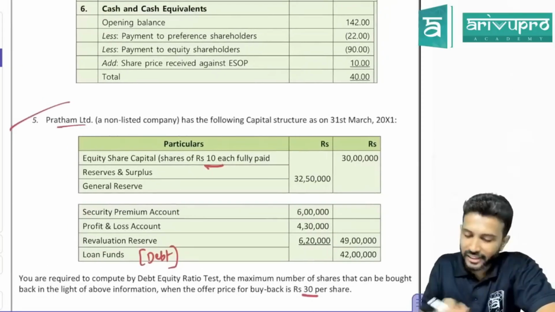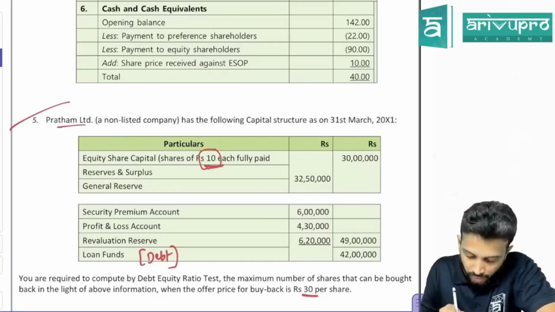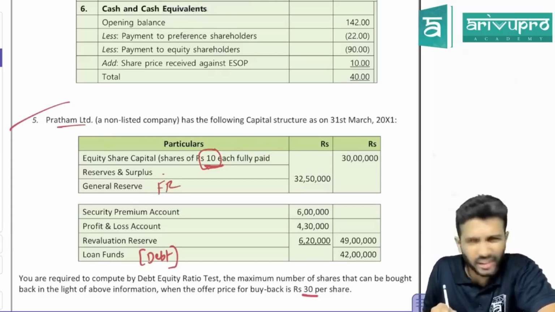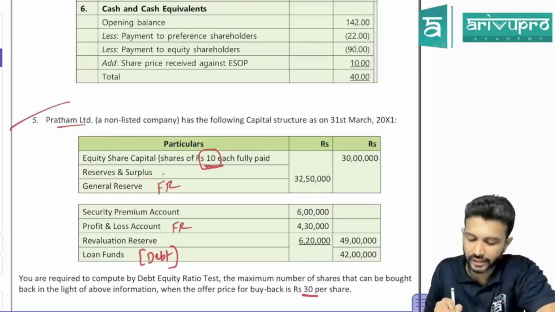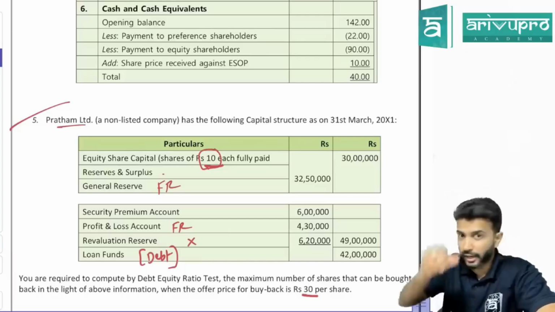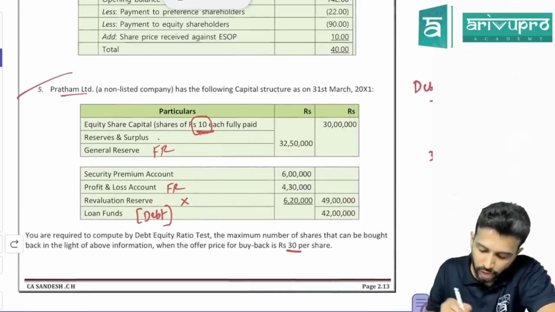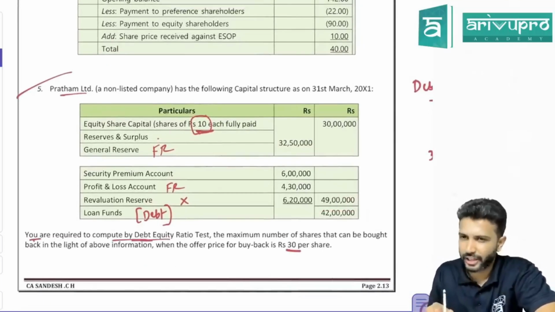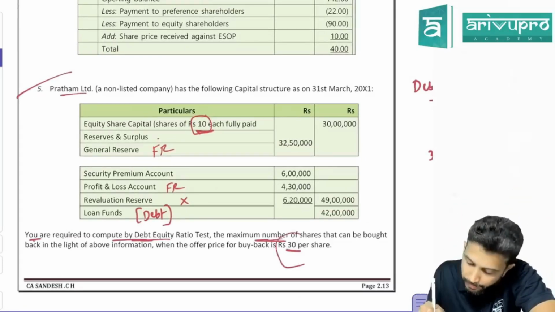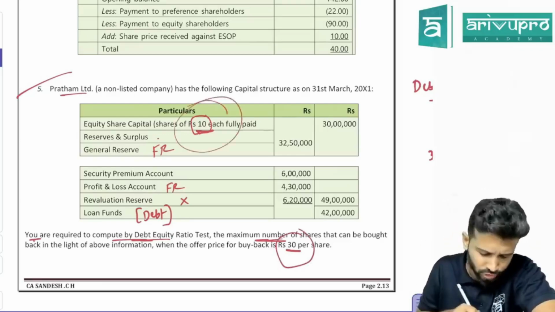Pratham Limited is a study material question. It has the following capital structure. Their face value is how much? 10. Is general reserve a free reserve? Yes. Is security premium a free reserve? No. Is P&L a free reserve? Yes. Is revaluation reserve a free reserve? No. If they give you revaluation reserve and all, don't bring it into debt equity testing. Loan funds, which is your debt, is given as 42 lakh. You are required to compute by debt equity test only, not everything, the maximum number of shares that can be bought back. The buyback price here is assumed to be 30. Last problem 20, this problem 30, but face value is 10 only.